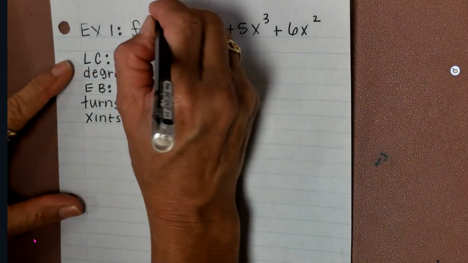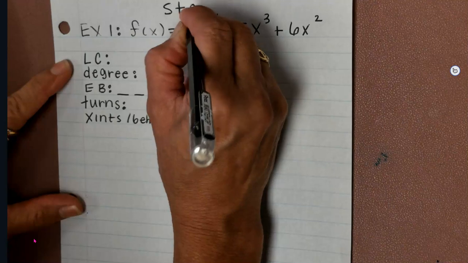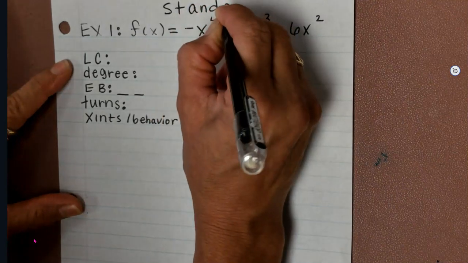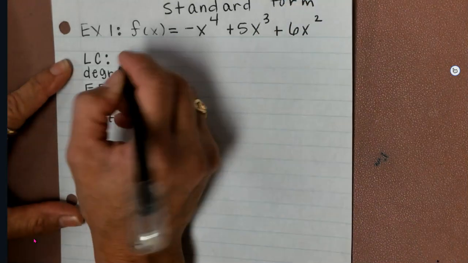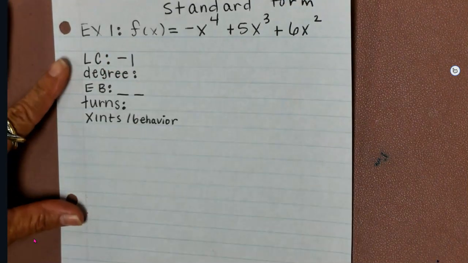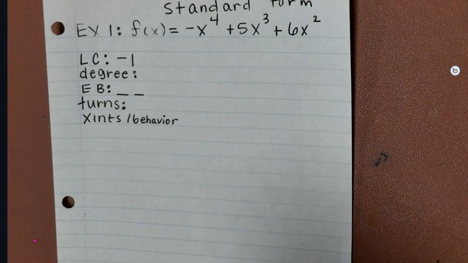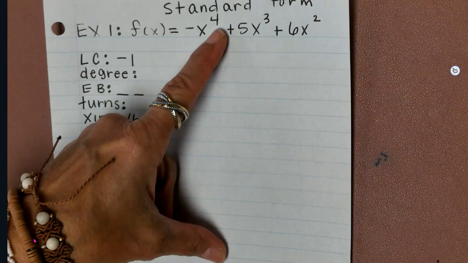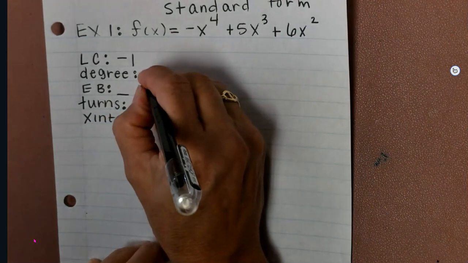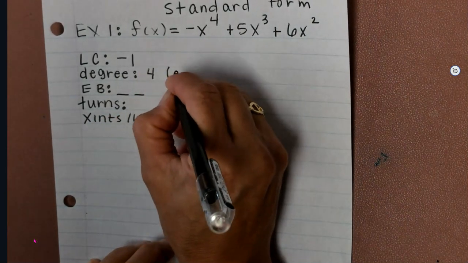So for standard form, the leading coefficient is just going to be the number in front. And the number in front is a -1. The degree is just the highest degree. It is written in descending order. The highest degree is 4. By the way, 4 is even.